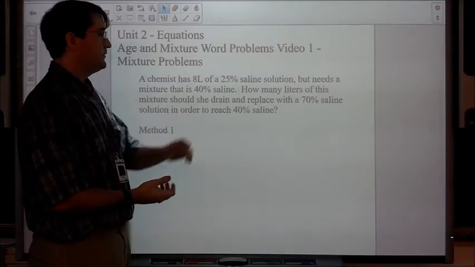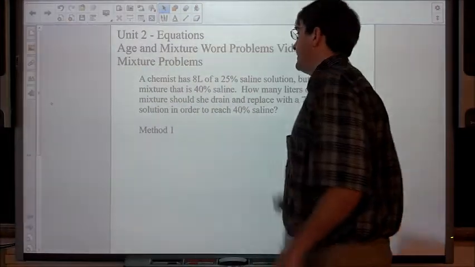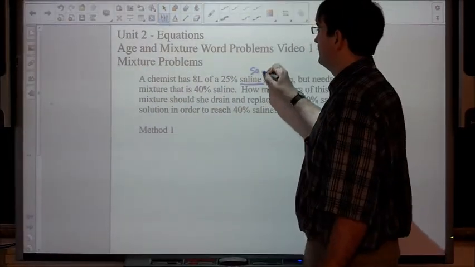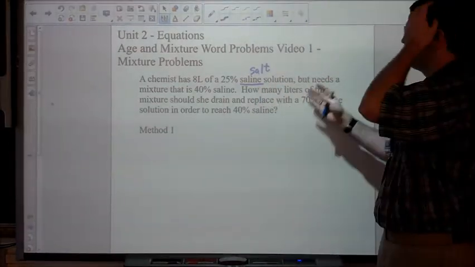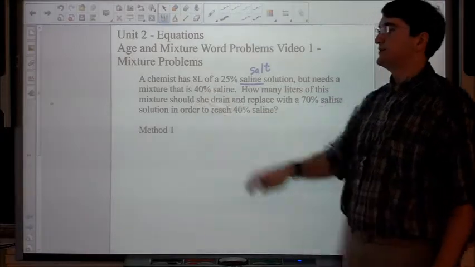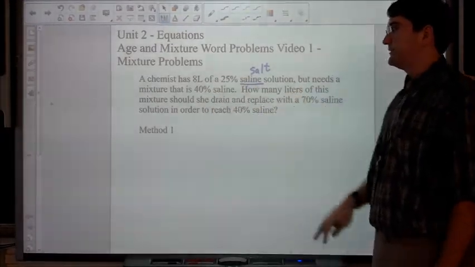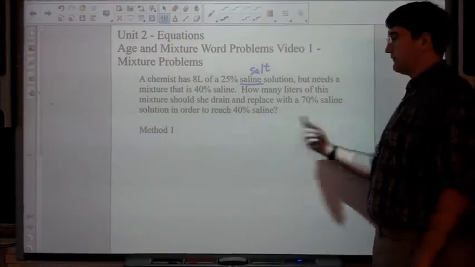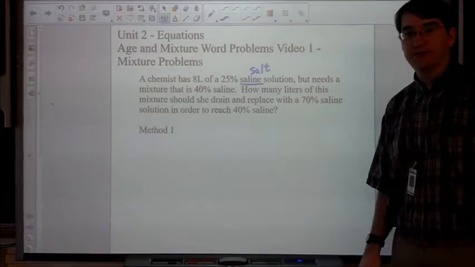A chemist has 8 liters of 25% saline solution. By the way, saline means salt. We're basically saying salt water. So it's 25% salt water. She needs a mixture that is 40% salt water. We want to know how many liters of that 8 liters she should drain and replace with a 70% saline solution in order to get 40% saline.